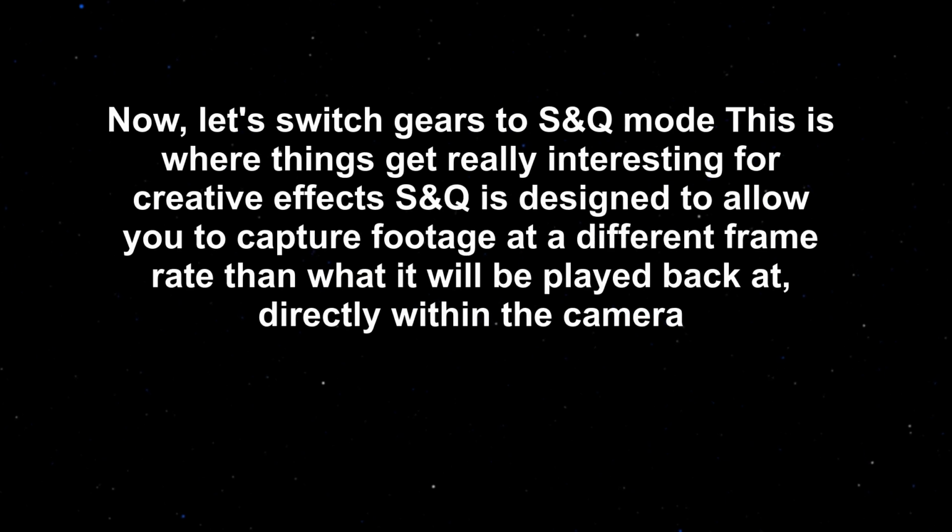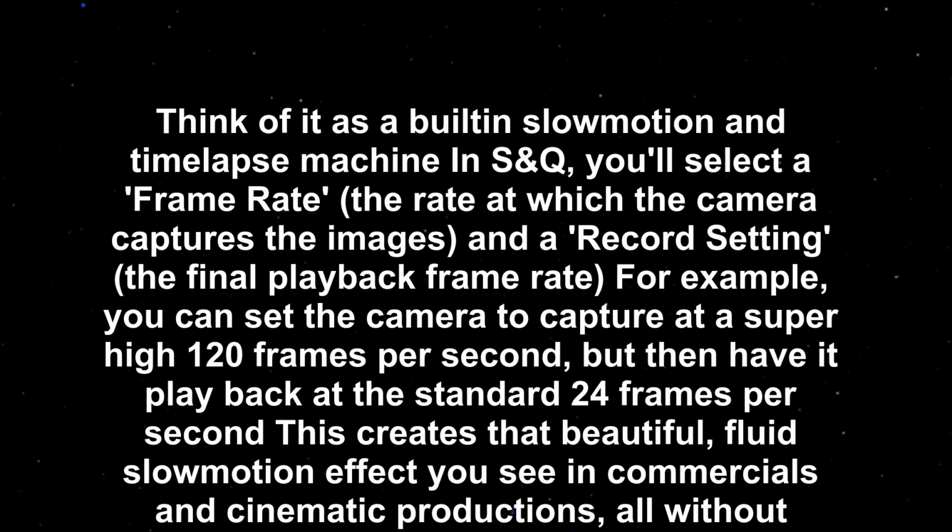Now, let's switch gears to S&Q mode. This is where things get really interesting for creative effects. S&Q is designed to allow you to capture footage at a different frame rate than what it will be played back at, directly within the camera. Think of it as a built-in slow motion and time-lapse machine. In S&Q, you'll select a frame rate, the rate at which the camera captures the images, and a record setting, the final playback frame rate.